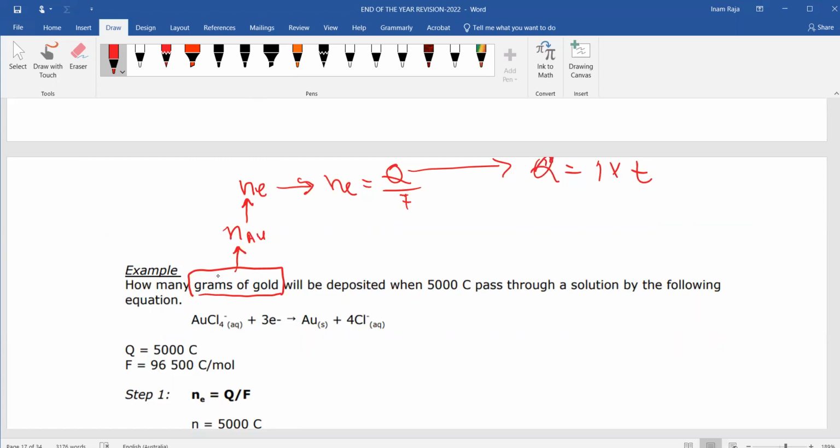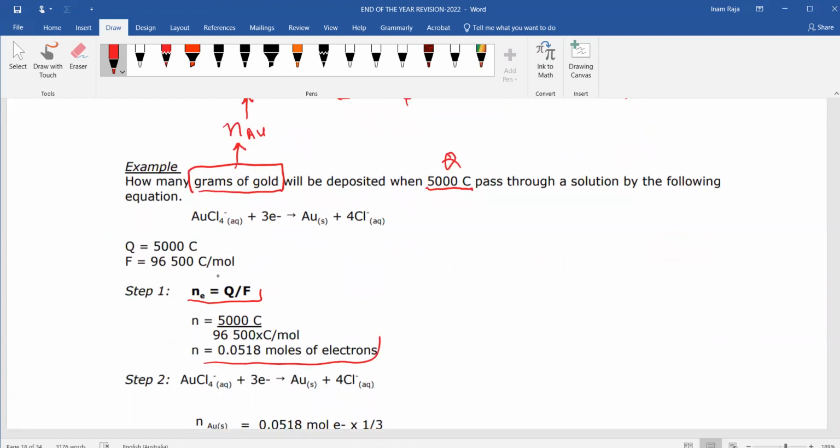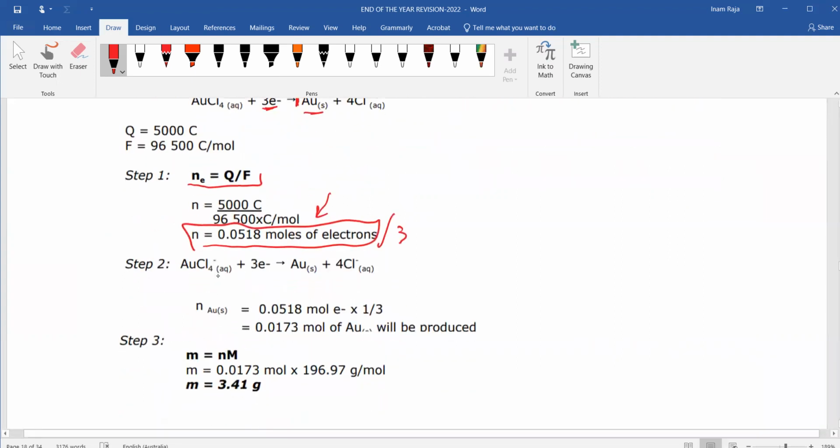How many grams of gold will be deposited when 500 coulombs, this is Q, pass through a solution with the following equation? Okay, they've already given you the charge, so you don't need to find this. So use this to find the number of moles of electrons. Now according to the equation, to produce 1 mole of Au you need 3 moles of electrons, which means whatever moles you found for electrons, divided by 3 will give you the moles of Au. So divide by 3 and you get this many moles of Au. Once you have moles, multiply by the molar mass, which is this, and you'll have the mass of gold deposited in grams.